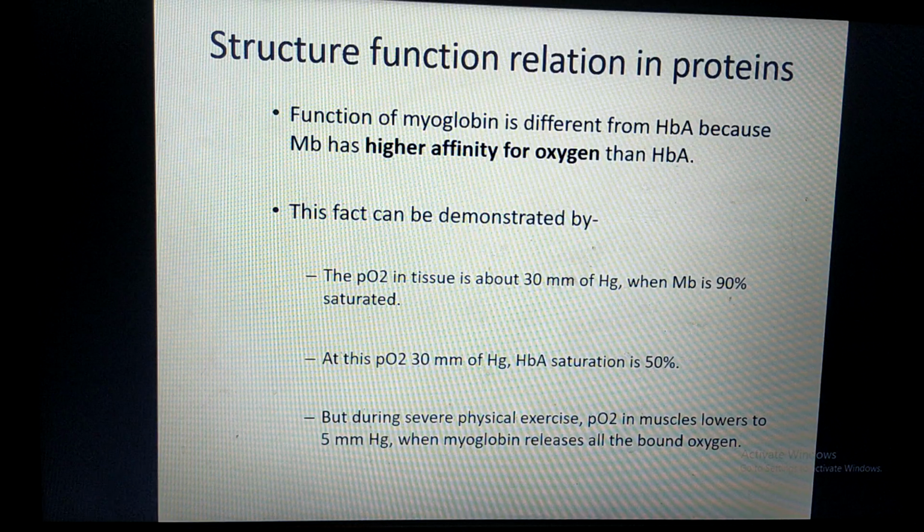So at PO2 30 mm of Hg, myoglobin releases only 10% of oxygen to the tissue and hemoglobin releases 50% of oxygen to the tissue. So this shows high affinity of myoglobin towards oxygen. But during physical exercise, when PO2 in the muscle lowers to 5 mm of Hg, then myoglobin releases all oxygen to the tissues.